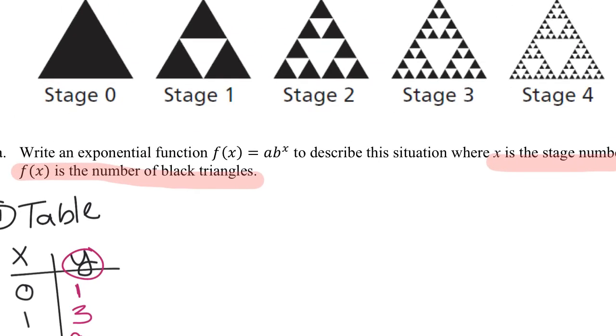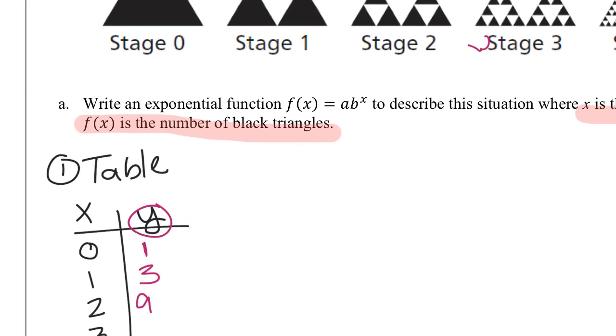Stage 3, we have 27 black triangles. Now, stage 4 is not the easiest to count. So we're going to use the stages that we have, 0, 1, 2, 3, because the pattern should continue for 4 and on.